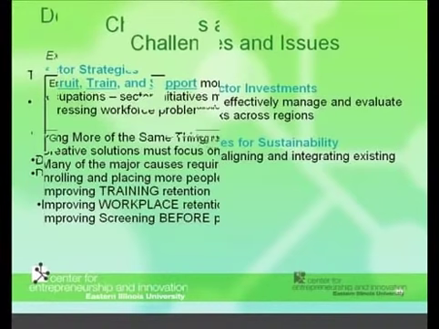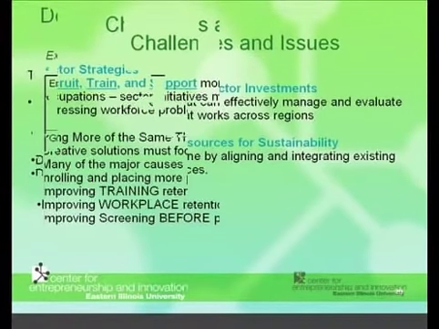Some of the challenges that we face in our sector strategies is the need to have systems that can effectively manage and evaluate investments to share what works across regions.